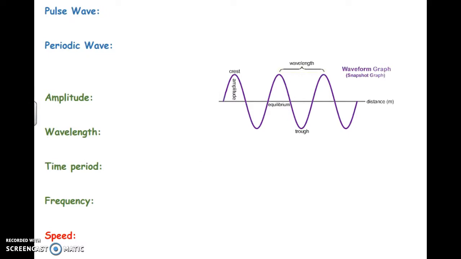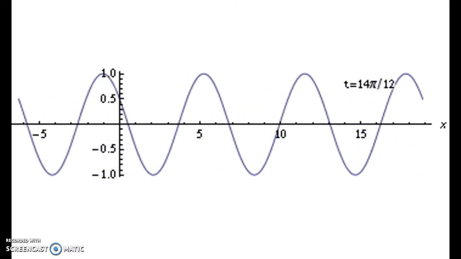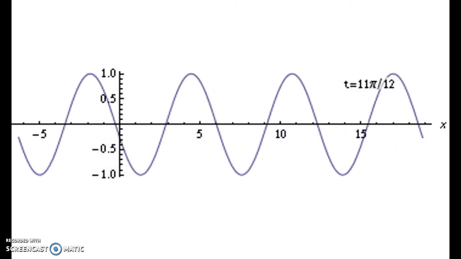Contrary to what your math teacher told you, time period or period cannot be shown on a graph. Your math teacher will say that the period is the distance between here and here, but period isn't a distance at all. It's a time. It's the time that it takes for one wave to come in. The period you're going to need to watch as the wave moves by.